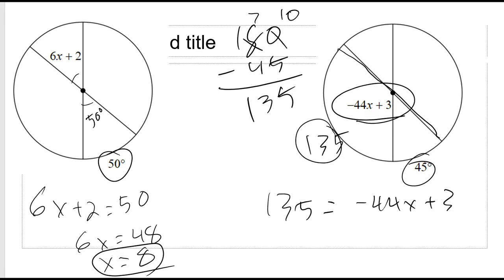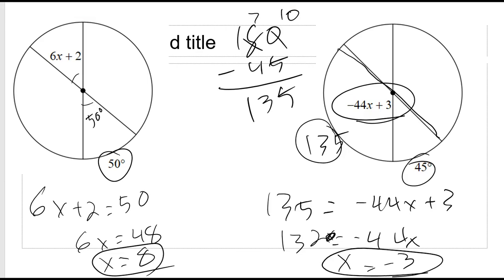So there we go. Subtract 3 over, get 132 equals negative 44, and I'm going to take 132 divided by negative 44, and I'm going to get x equals negative 3. Oops, forgot the x. Actually, no x there, x right here. x equals negative 3. So there we go. So kind of two different ways to think about this because of where my angles were located.